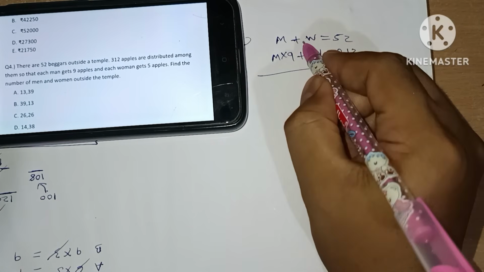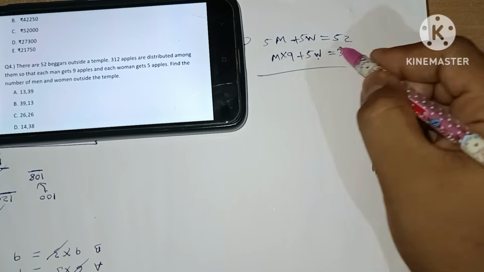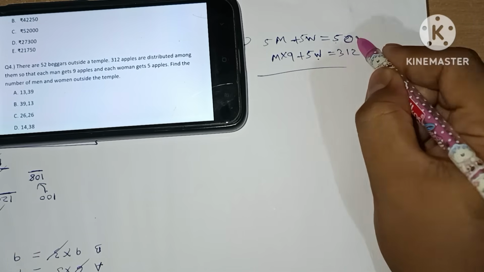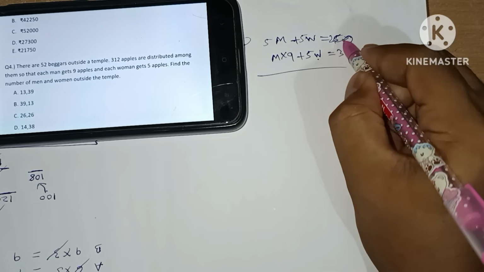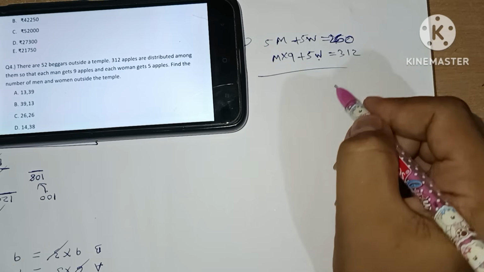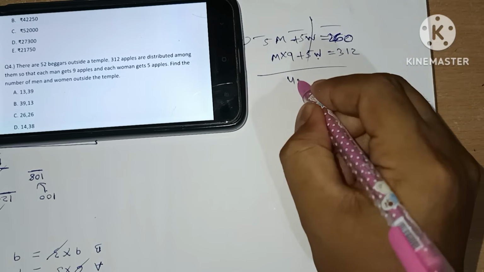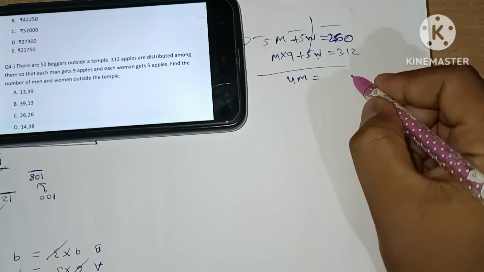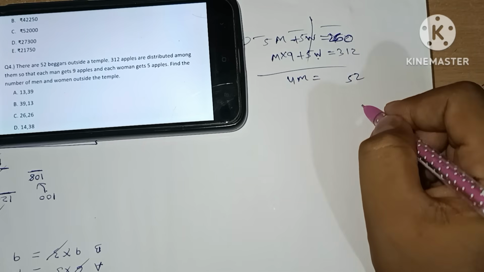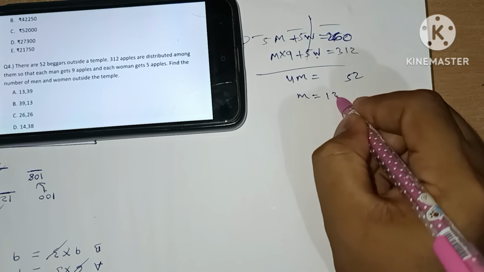So what we do is multiply by 5 times. 5 times 2 is 10. 5 times 52 is 260. So now subtracting, these are cancelled. We have 4 men equals 52, so men equals 13.